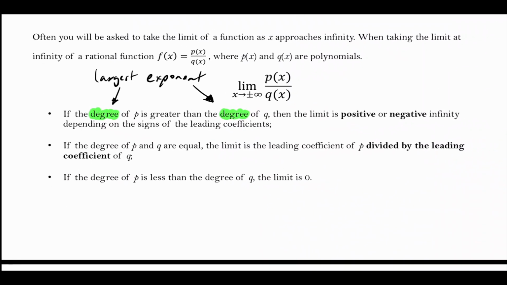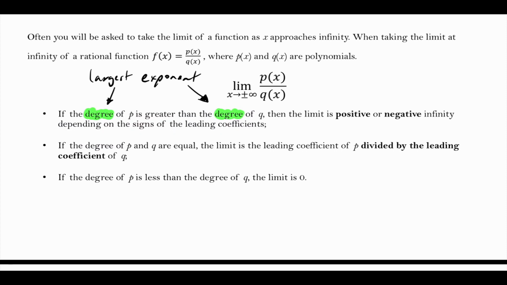Okay? So when the top degree is bigger than the bottom degree, our answer is always going to be either positive or negative infinity, depending on signs. So if the degree is higher on top, your answer will always be either positive or negative infinity. One of those two.